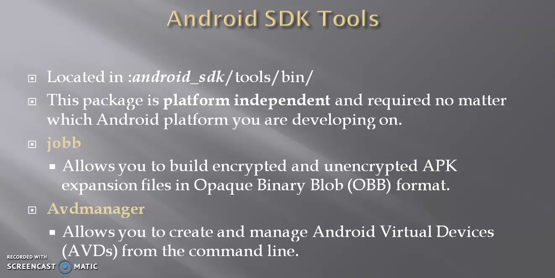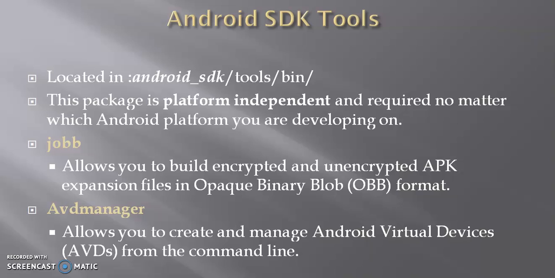The first command line tool is Jobb, which allows you to build encrypted and unencrypted APK expansion files in opaque binary blob format, that is OBB format. So this opaque binary blob format is a file format developed by Google for the Android system, which contains a secret key that prevents other applications from accessing and using the content of the OBB file. This OBB is a term used to refer to a sizable piece of data.